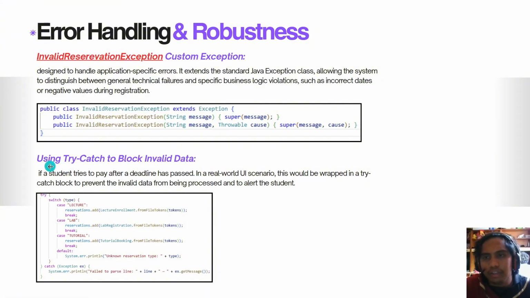Second, we use try-catch to block invalid data. If a student tries to pay after a deadline has passed in a real-world UI scenario, this will be wrapped in a try-catch block to prevent invalid data from being processed and to alert the students.